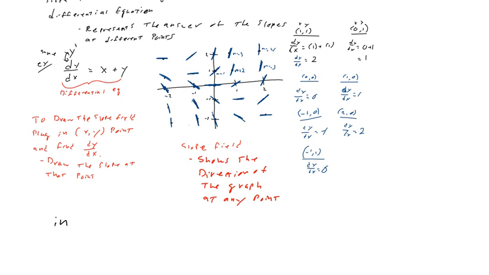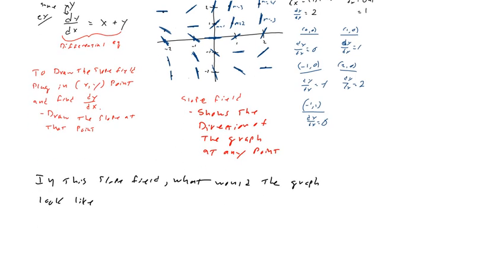In this slope field, what would the graph look like if it passed through the point 0, 0?